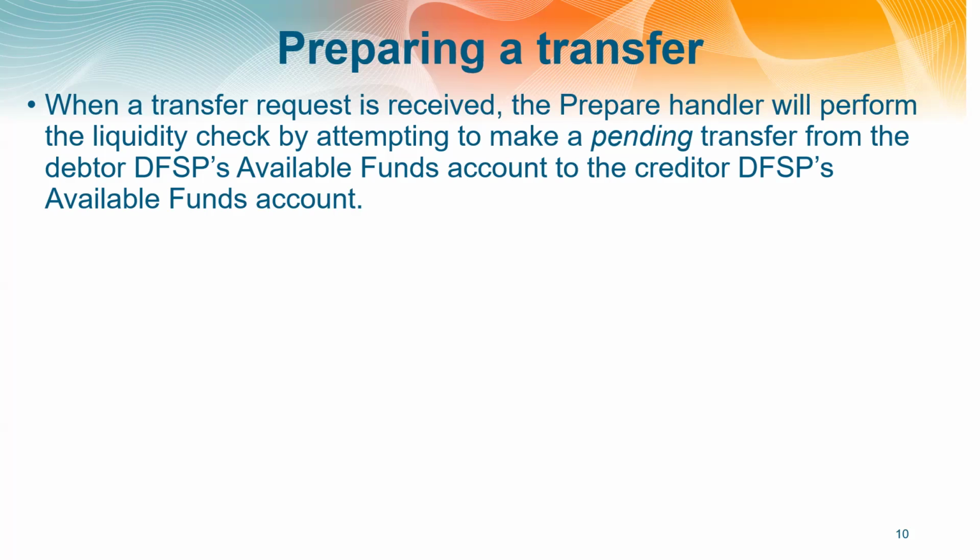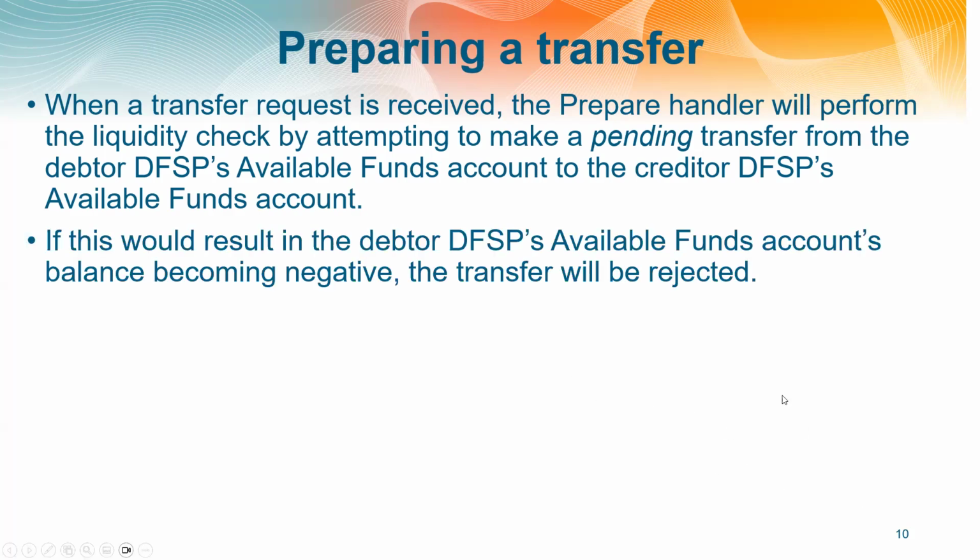Now, TigerBeetle allows us to define a transfer as pending, and the consequence of a transfer being regarded as pending is that the debit leg of the transfer is counted against the account's balance, but the credit of the transfer is not yet counted against the beneficiary's balance. So what happens, therefore, is that when we try to make a pending transfer, the debit is applied to the balance, and if it is greater than the outstanding balance on the available funds account, then the transfer fails.